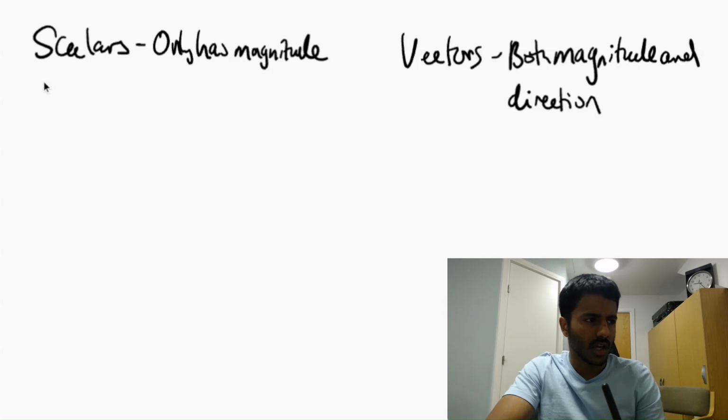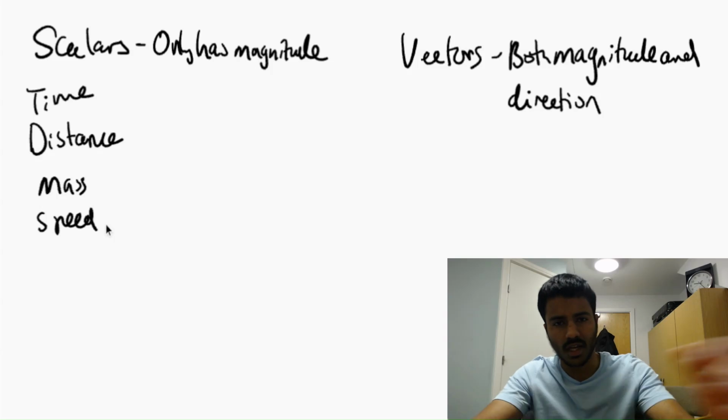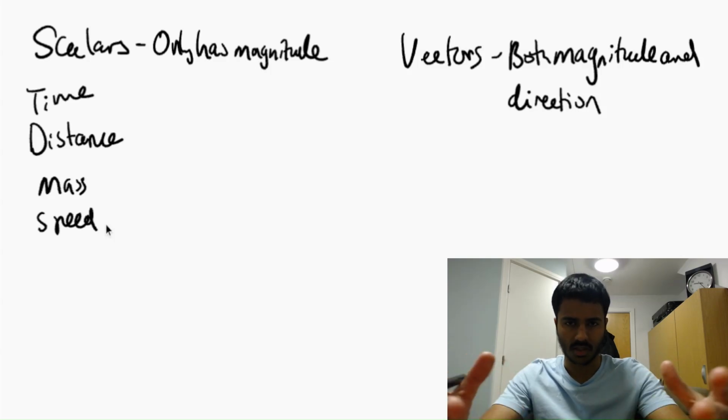Some examples of scalars, we can say time, distance, mass, speed. These are all scalars. These have only a number. So your time can be a certain number of seconds, distance a specific length, mass is just your mass in kilograms, your speed is just a number.